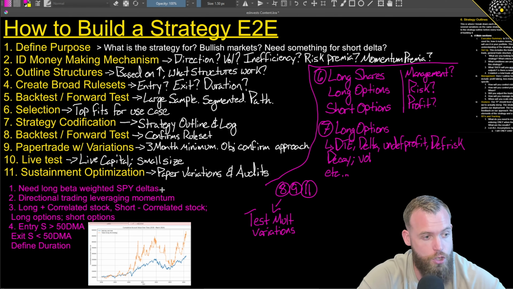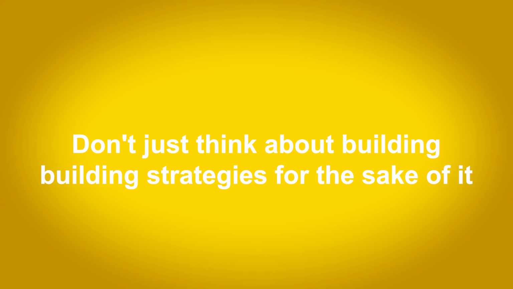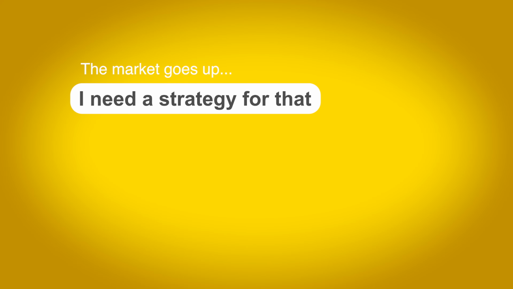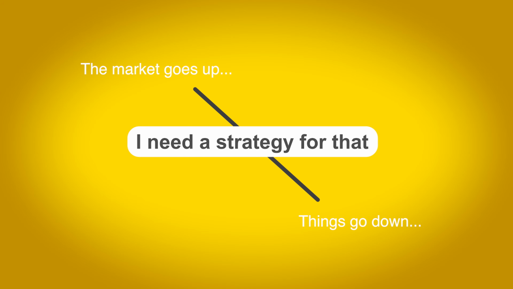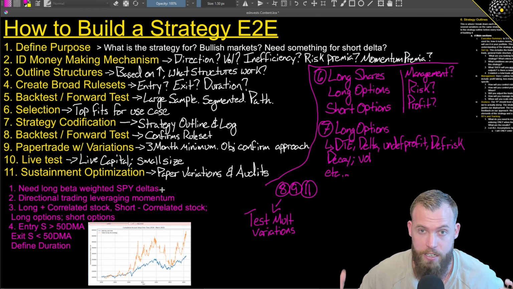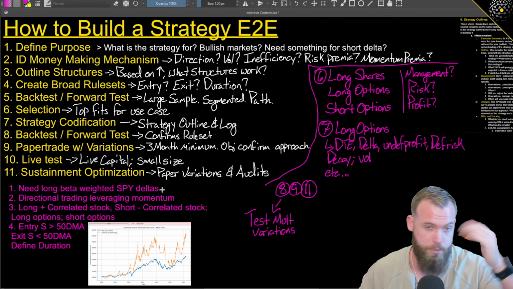In this stage here, what I recommend to traders is have a specific use case in mind. Don't just think about building strategies for the sake of it. Think about what the market does. The market goes up, I need a strategy for that. Things go down, I need a strategy for that. If I trade volatility, I need a strategy to trade volatility when it goes up, down, sideways.